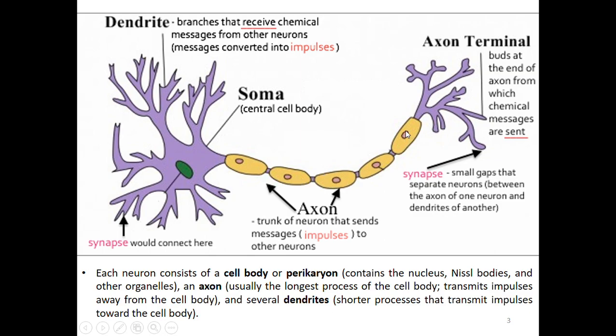The second part is the axon, usually the largest process of the cell body, which transmits impulses away from the cell body. And the last part is the dendrites, which are branches or short processes that receive chemical messages from other neurons and transmit impulses towards the cell body.